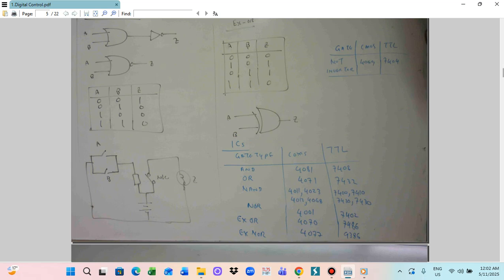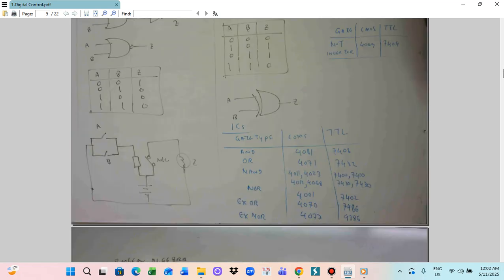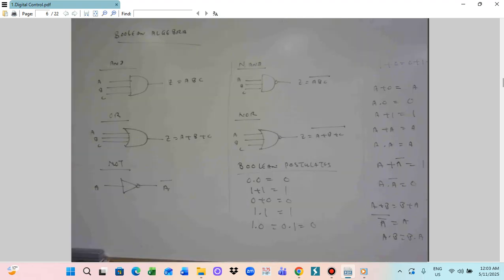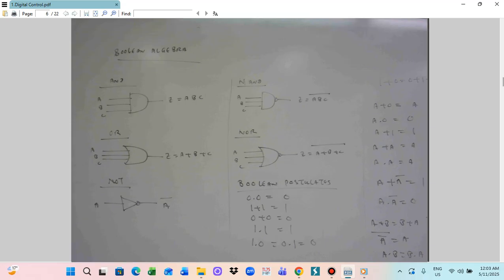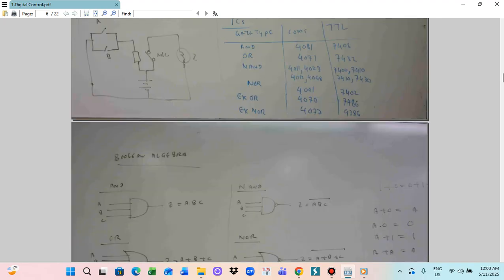So depending on the function, you have to select the appropriate IC. Those are the functions and the appropriate ICs to select. So those are two different operations of the digital system. In the digital signal processing system, we combine a number of gates to construct the required function. This is Boolean algebra.